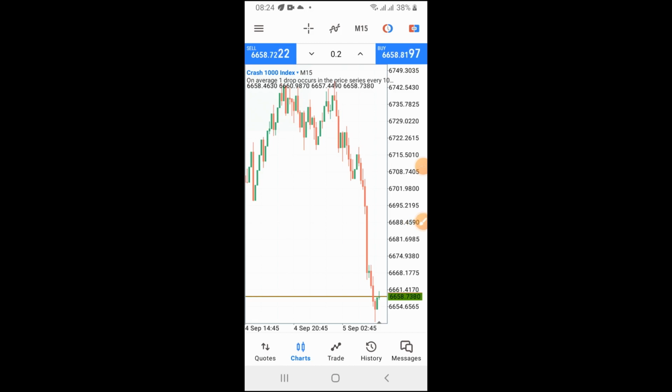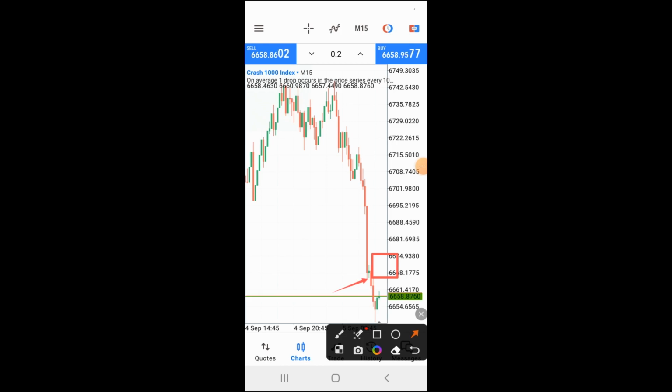So for you to trade Crash 1000 profitably and successfully, all you need to do is either of these two things that I want to share with you guys. Look at this here. If you are trading a normal currency pair, this is your supply here. You can see that is a supply.